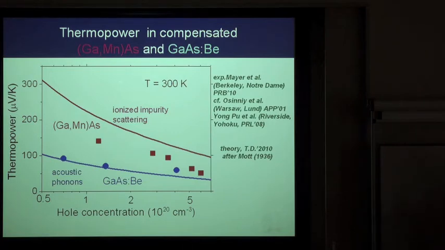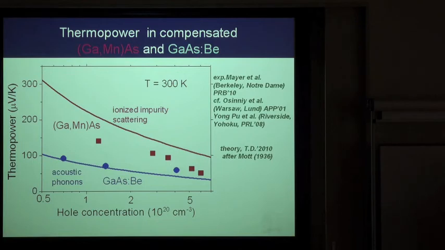But now we go to gallium manganese arsenide. In this recent work, the concentration of holes was changed by bombardment with electrons to produce donors which compensate the manganese. You can suspect that in such a case ionized impurity scattering is more important, because we reduce the number of holes but add scattering centers, since in addition we have donors. So we are not astonished that there is about a 50% increase of thermoelectric power associated with the presence of ionized impurity scattering.